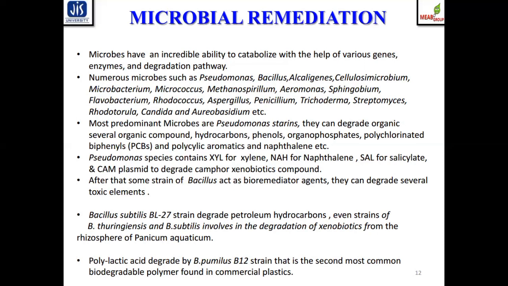They can degrade and break down several organic compounds like hydrocarbons, polyphenols, organophosphates, polychlorinated biphenyls, and polycyclic aromatic naphthalene compounds. Pseudomonas species contain the XYL plasmid for xylene, NAH for naphthalene, SAL for salicylate, and CAM, which allow expression of certain enzymes that elevate the degradation of camphor xenobiotic components. Bacillus subtilis strains can degrade petroleum hydrocarbon. Strains of Bacillus thuringiensis and Bacillus subtilis are involved in the breakdown of xenobiotics from the rhizospheric zone of Panicum aquaticum. Polylactic acid is degraded by the Bacillus pumilus B12 strain; it is the second most common biodegradable polymer found in commercial plastics.